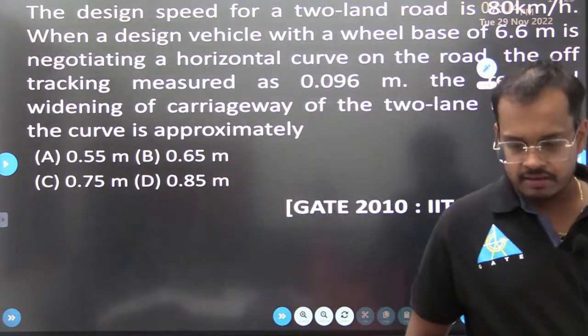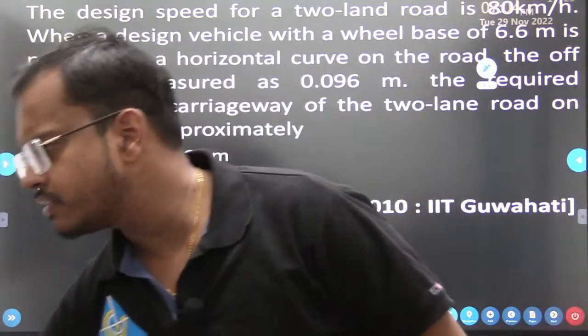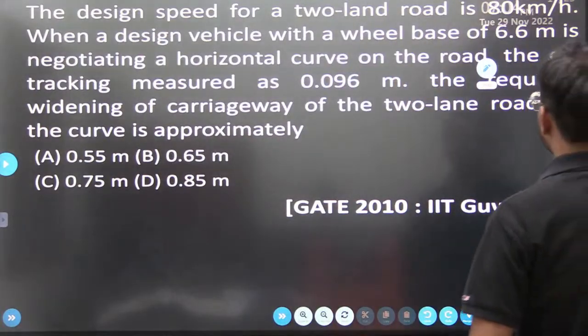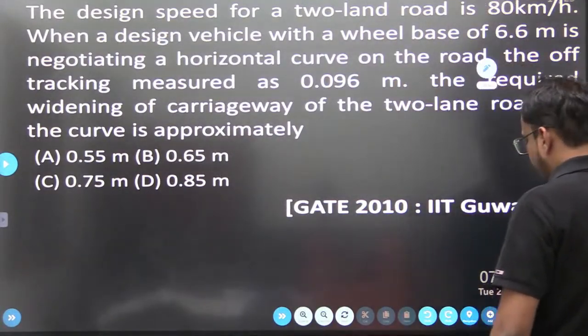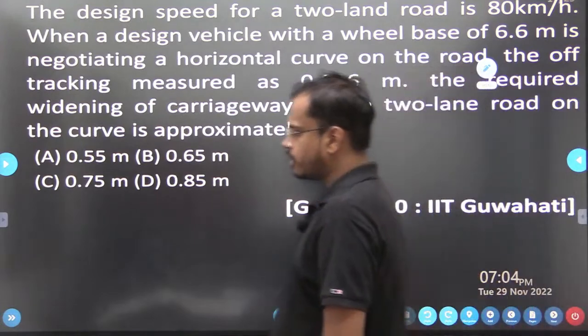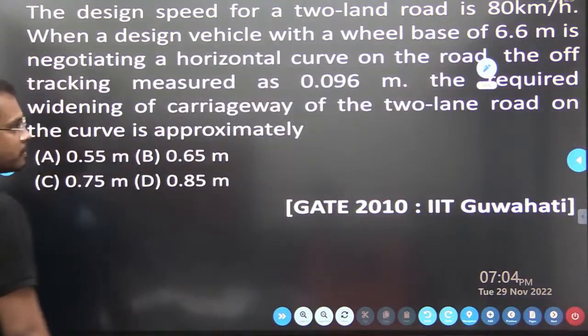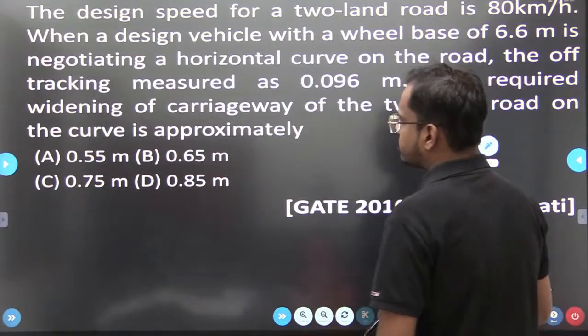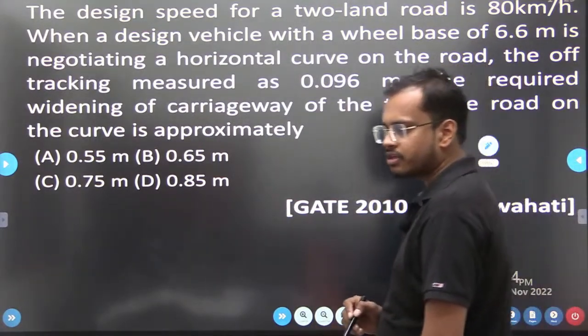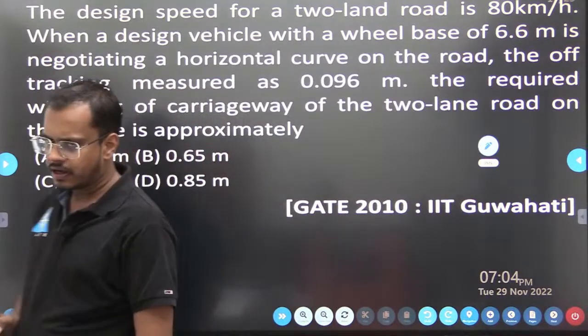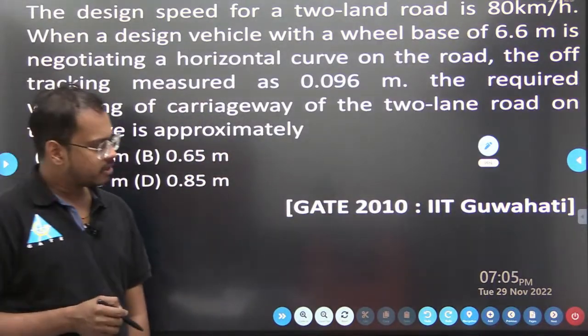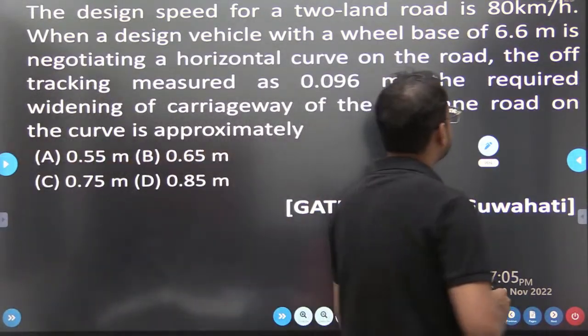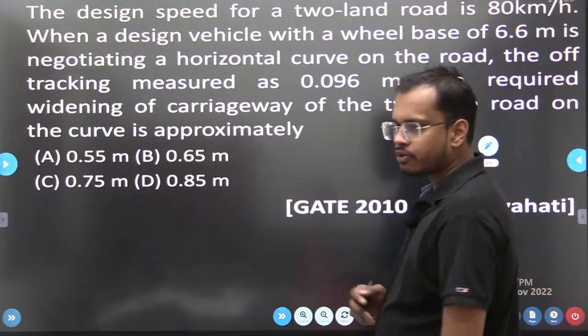In the last class I discussed in front of you some important numerical problems and previous year numerical problems in highway engineering and transportation engineering. Now a few other problems I will discuss, and this is very important for each and every GATE aspirant appearing in GATE 2023. So my dear friend, the next question is related to extra widening.